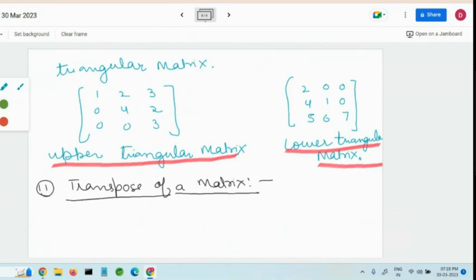As I told you, if we interchange rows into columns and columns into rows, the new matrix obtained is called the transpose of the matrix. If we change rows into columns and columns into rows, the new matrix formed is called the transpose of the matrix.